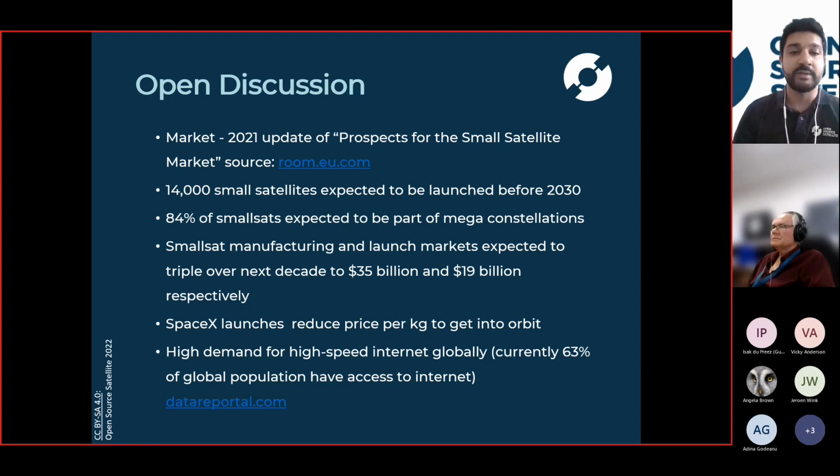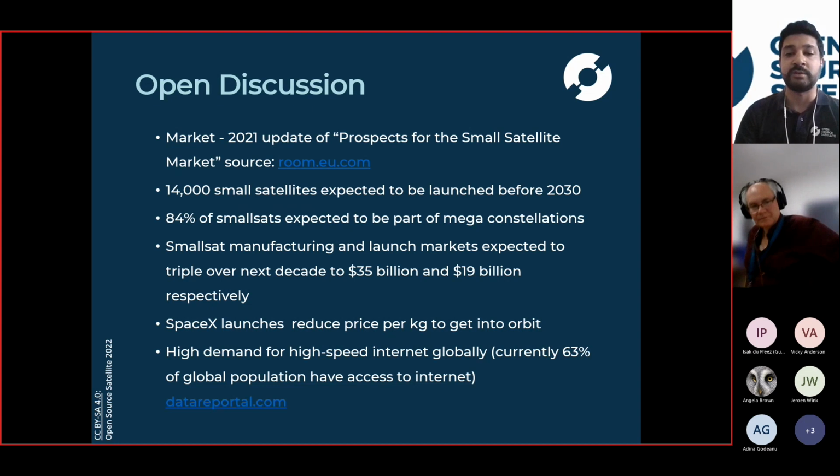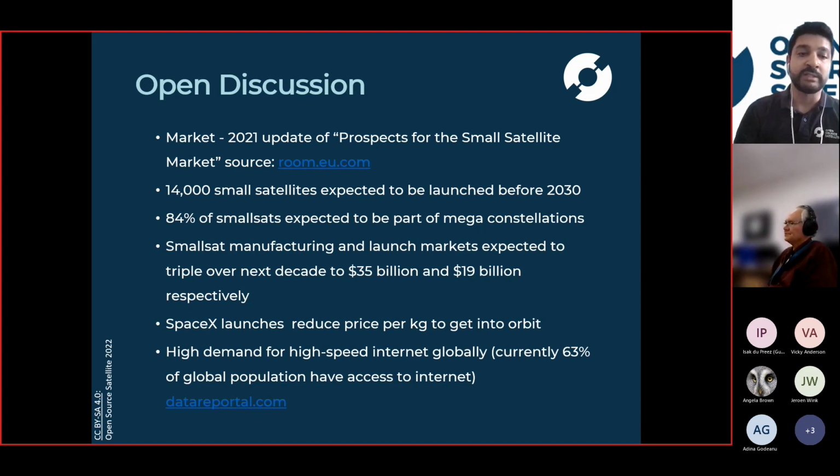So by having these mega constellations and services such as SpaceX provides, it allows us to reduce the price per kilogram that we need to get into orbit, which allows more people to have access to space operations and get their satellites into orbit than previously they might not have been able to. And there is a high demand for the services that these mega constellations provide, as currently only 63% of the global population have access to internet, and these services aim to help get everyone connected.